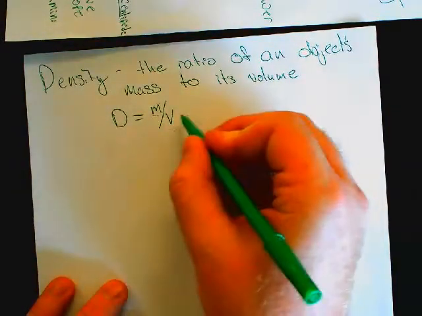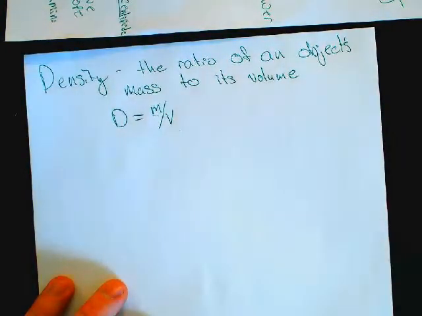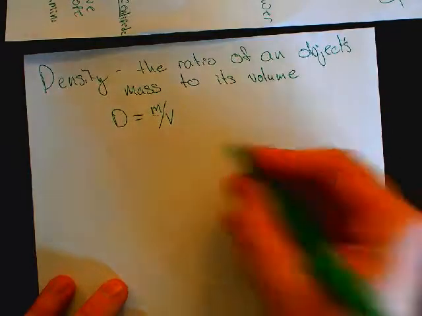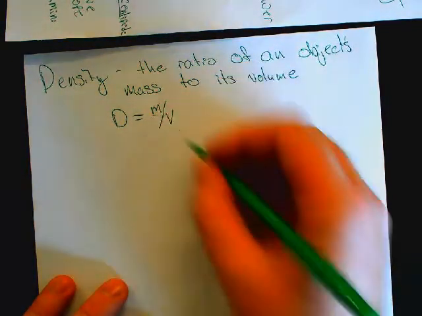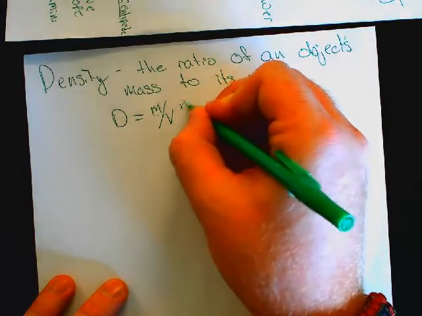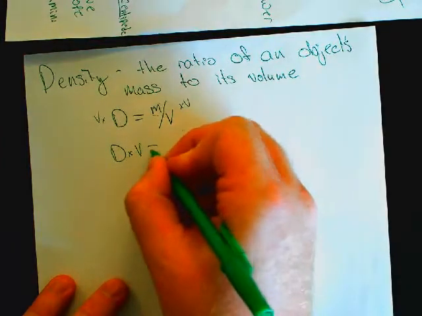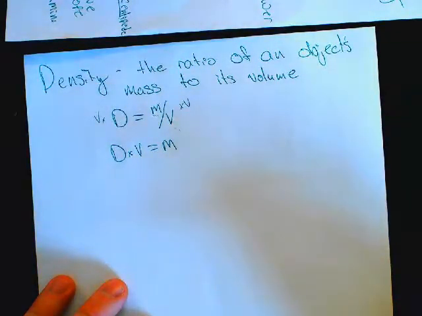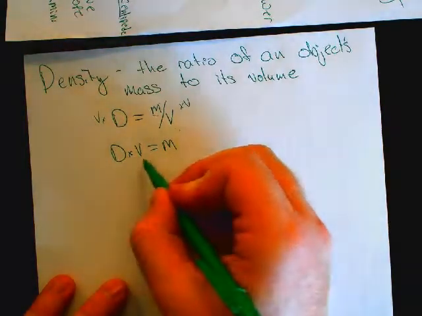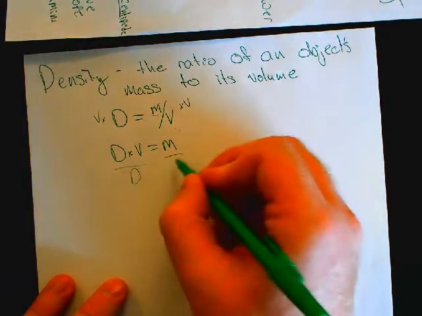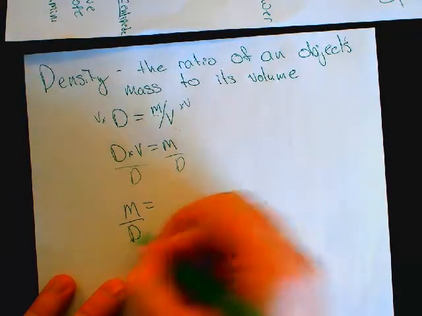If I have my base equation and I want to find mass, I can multiply variables just like I multiply numbers. If I want to solve this for mass, I would multiply both sides by volume, and I'd have density times volume is equal to mass. If I wanted to then solve this for volume, I could divide both sides by density and show that mass over density is equal to volume.